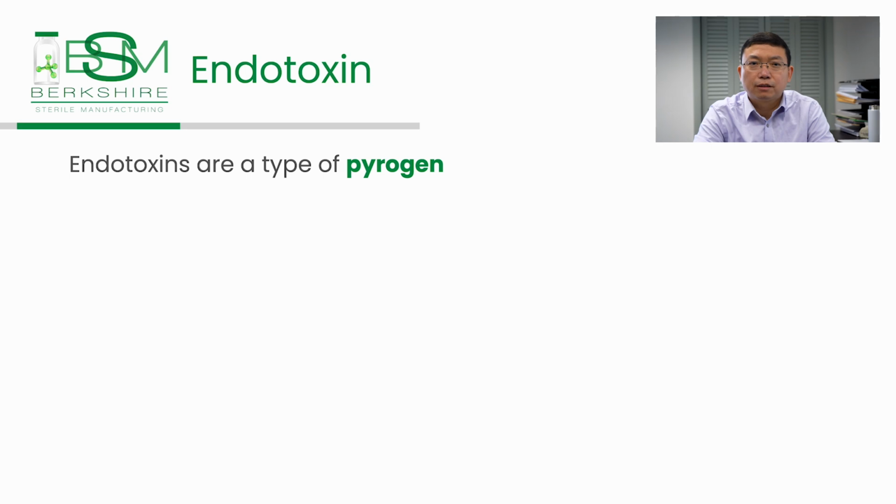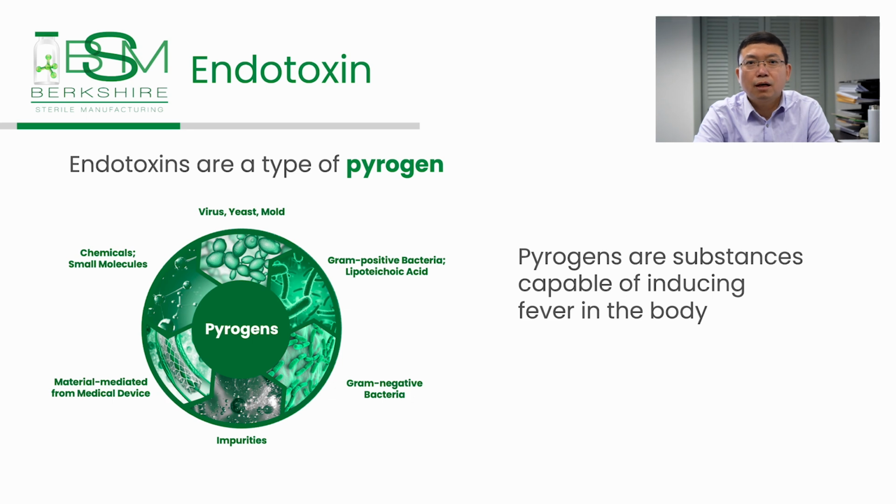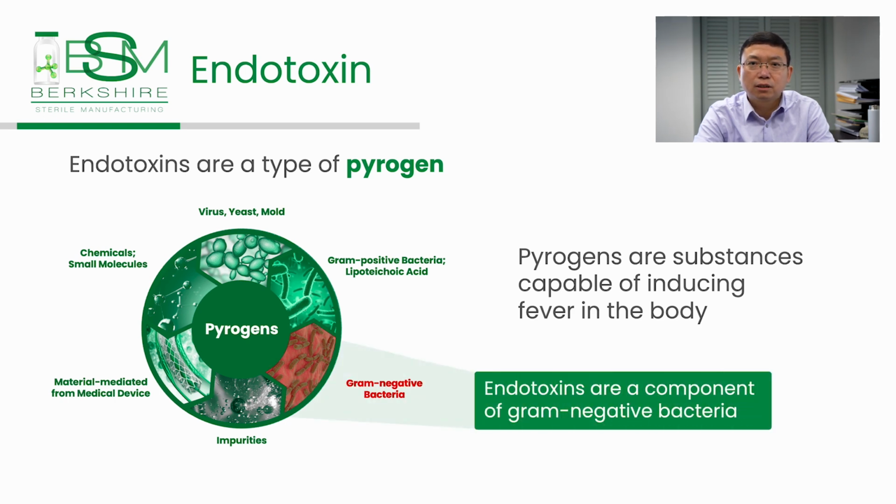Let's discuss endotoxin. Endotoxins fall under the category of pyrogens, which are substances capable of inducing fever in the body. When administered to humans, at concentrations exceeding certain thresholds, pyrogens can be harmful or even fatal. Endotoxins specifically are a component of the outer membrane of gram-negative bacteria. The presence and concentration of endotoxins in a drug product has a profound impact on the safety of the drug product and the well-being of the patient.